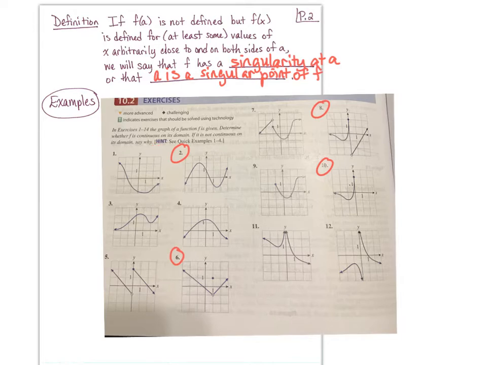So we look at this function. Notice that this graph doesn't have any breaks. We can say that this function is defined for every element in its domain. So the function f is said to be continuous, because it's continuous at each point in its domain. So this one is continuous.